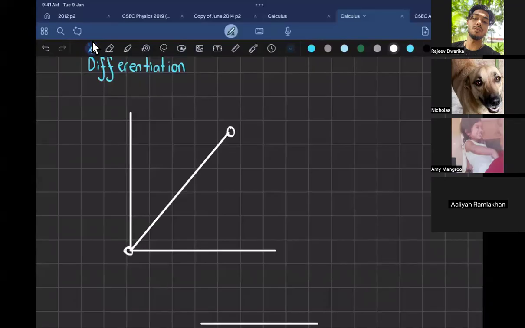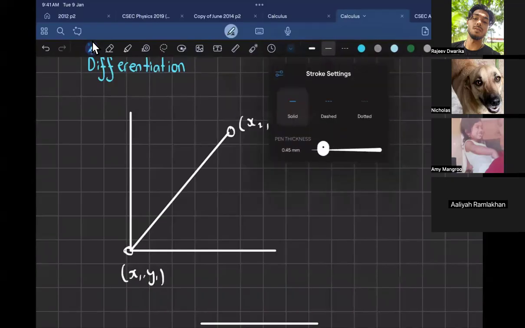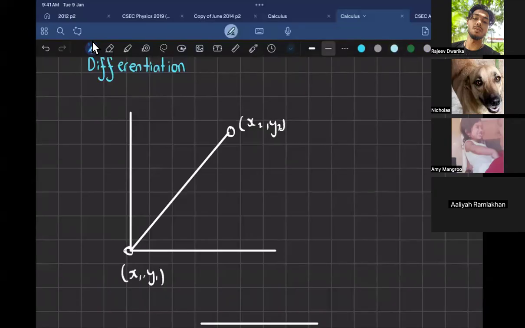What next? Let me just say this point over here is x1, y1, and this point over here is x2, y2. What next? You use the formula to find gradient. What's that formula? X2 minus x1 over... no, you're mixing it up. It's y2 minus y1 over x2 minus x1.